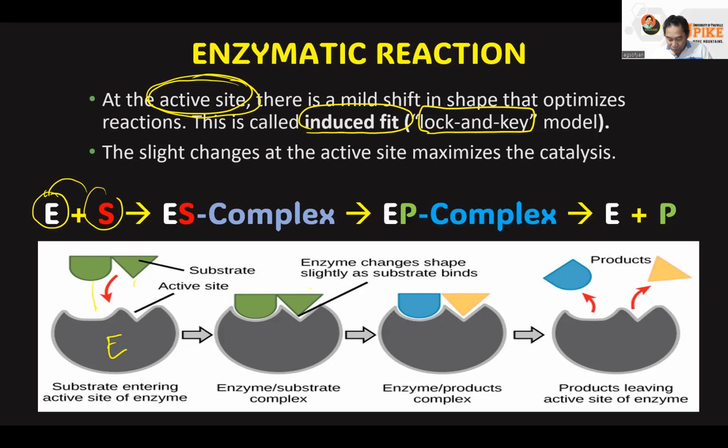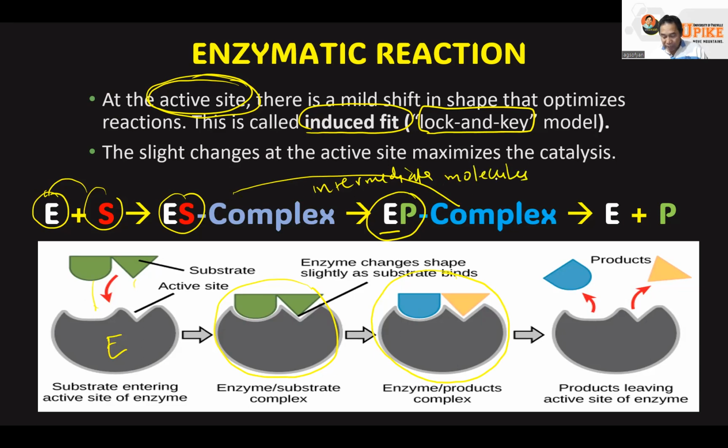When it is bound, it will create a molecule called the ES complex, the enzyme substrate complex. It requires time over here. Something is happening, whether it will break down or maybe synthesize. And then after that, it will go to the next intermediate molecule, called the enzyme product complex. Both of these are called intermediate molecules. The ES complex and the EP complex are intermediate molecules between the substrate and the product. And then after the EP complex, the enzyme will release the products. At the end, the enzyme will separate from the products.